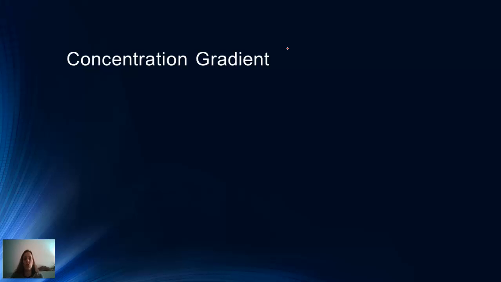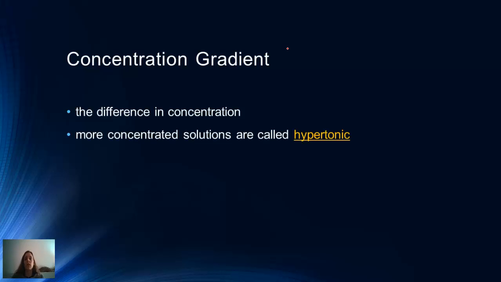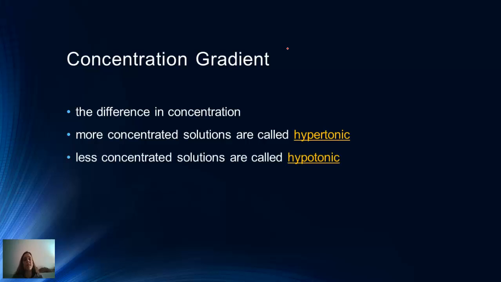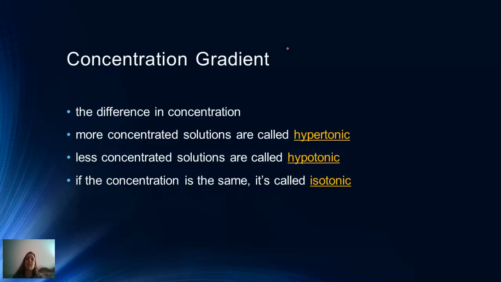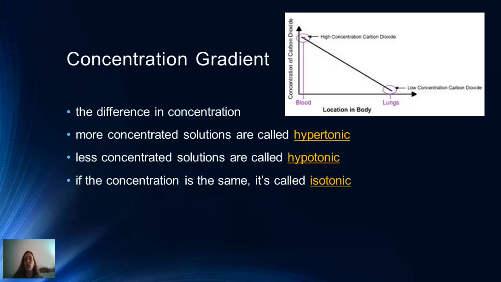Let's talk about the concentration gradient. Concentration gradient is simply referring to a difference in concentration. The more concentrated a solution is, it's called hypertonic. When it's less concentrated, it's called hypotonic. And if the concentration is the same both inside the cell and outside the cell, then it's called an isotonic state.